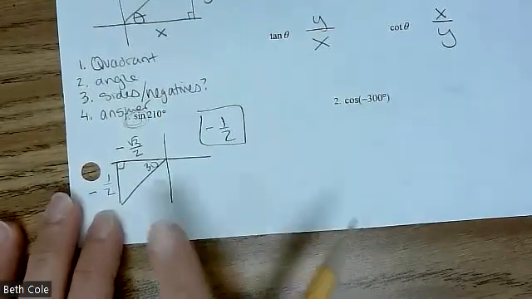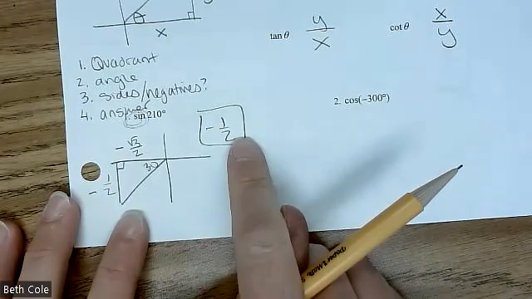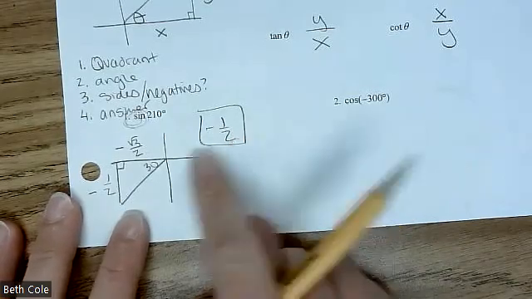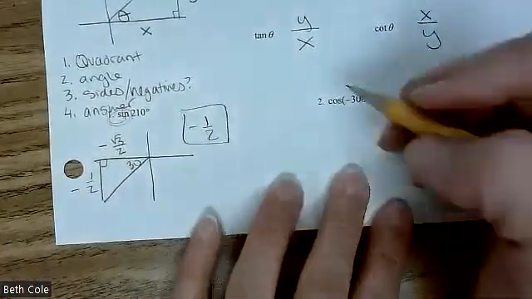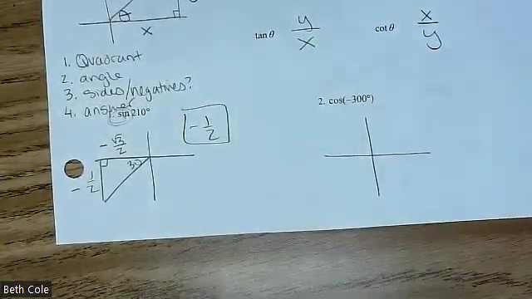But here's the thing. I need to see this because there are so few answer choices. I need to know you didn't just guess it. So I need to know you can draw a triangle. Let's try it again. Step 1, quadrant. You're rotating backwards for this one. So it's negative 300.